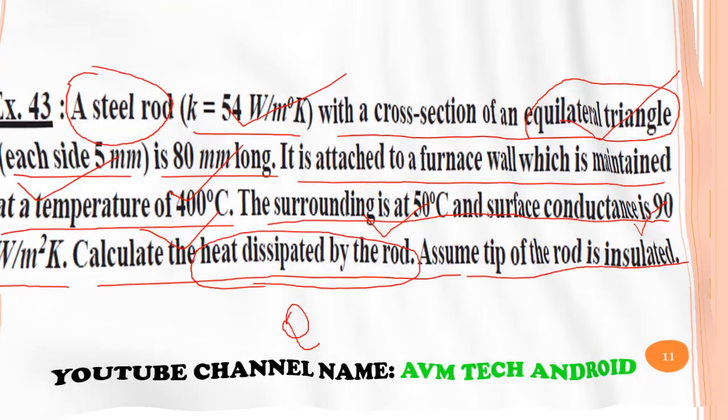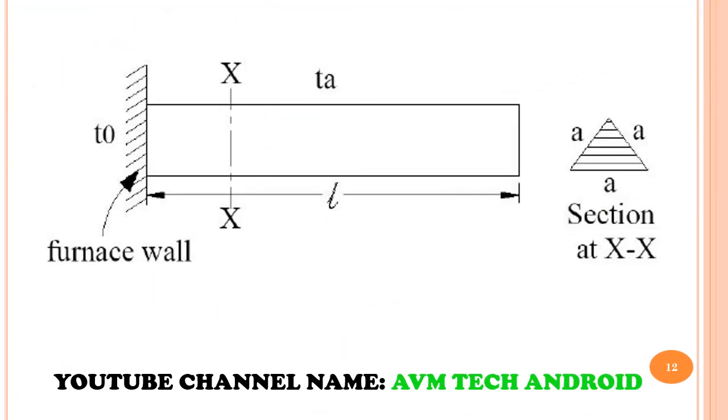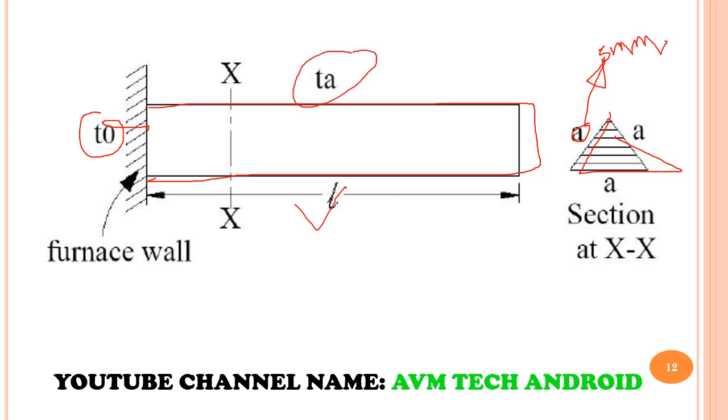So first we have to draw the situation according to the data. This T0 is the base temperature. This is a fin that is shown here. The cross section is an equilateral triangle. This A value is given, 5 millimeter. This length is also given in millimeter. The surrounding air temperature is given. Base temperature is also given. We have to find out the Q value for this case.